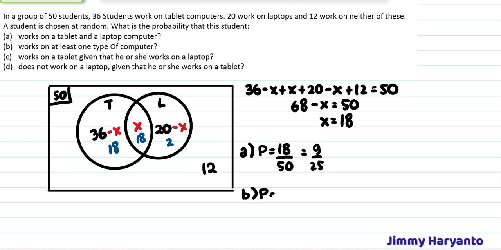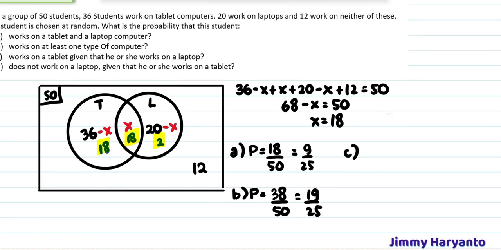B, at least one type of computer. One type of at least one. So it can be one type only, or both of them. So this one. So you have 36, 38. 38 divided by 50, divided by 2, you'll have 19 over 25.